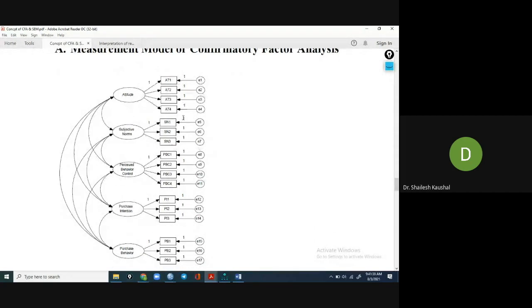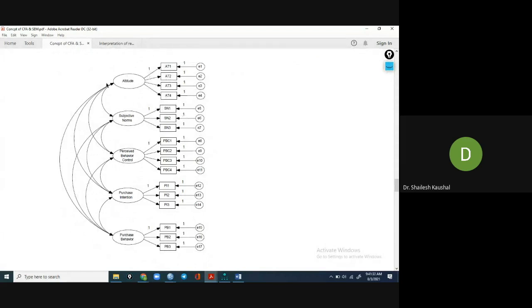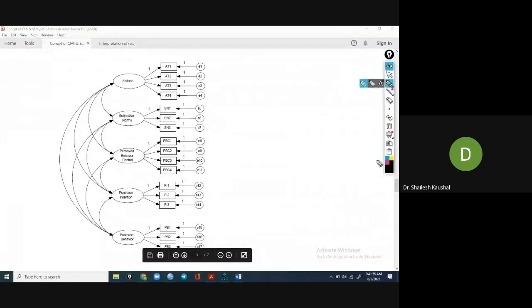This is my measurement model, CFA, confirmatory factor analysis. I will draw this picture in Amos Graphics and then analyze the measurement model validity. There are 5 components: attitude, subjective norm, perceived behavioral control, purchase intention, and purchase behavior. It is the same as the exploratory factor analysis. In a factor matrix, we write all these things.